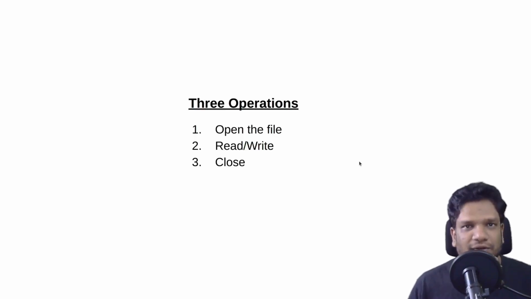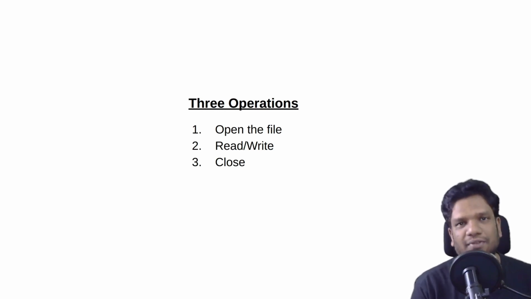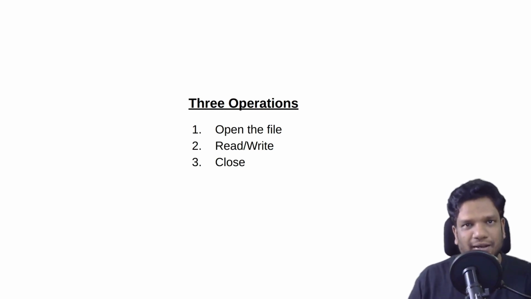Basically, when it comes to files, we are going to do only three operations. First, open the file, read or write stuff into it, and close the file. That's it. Like any other physical file that we normally handle, we take a file, open it, whether we want to read it or write it, and then we close it.